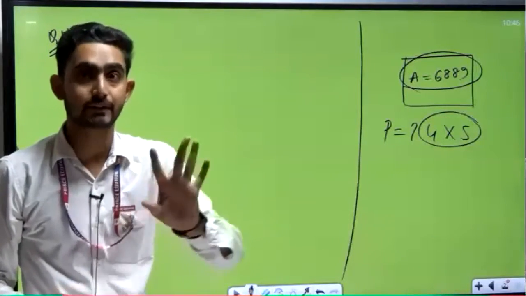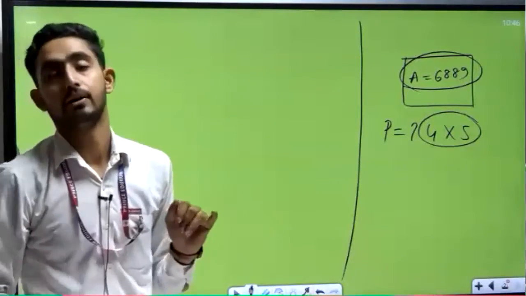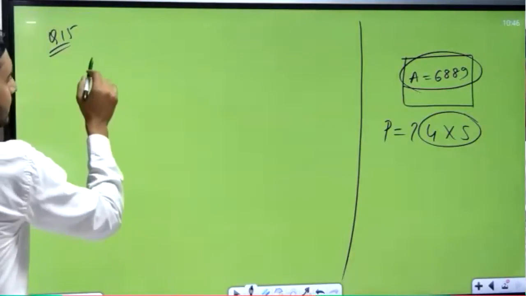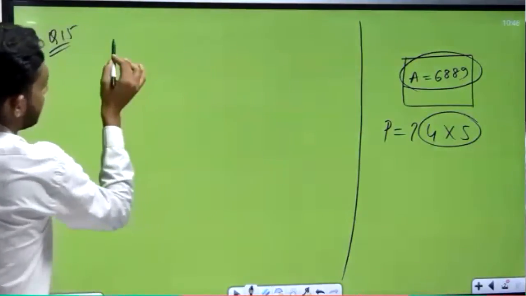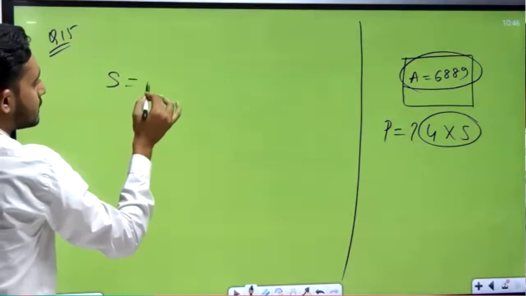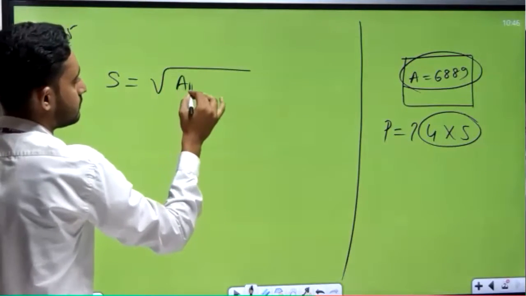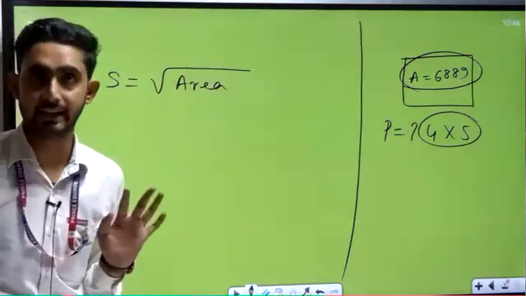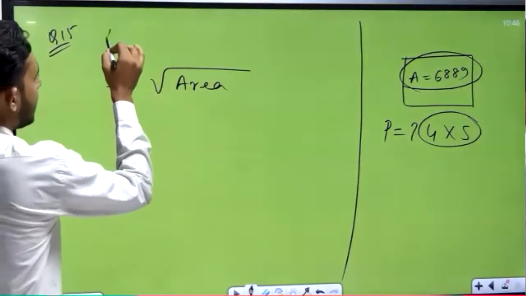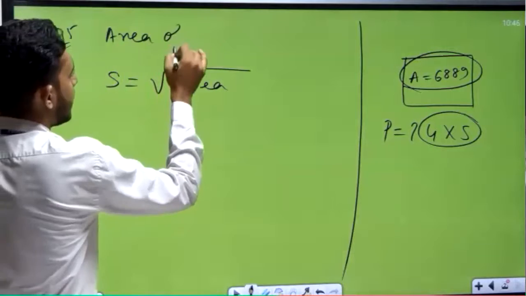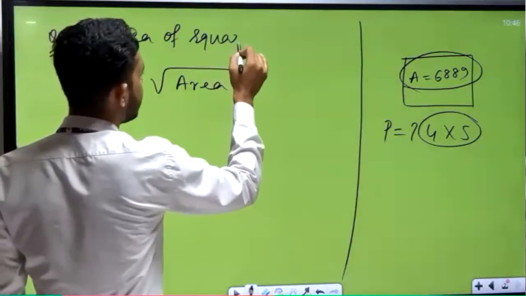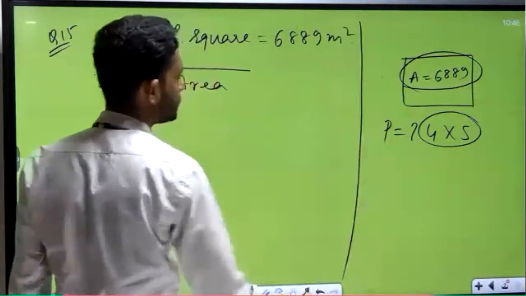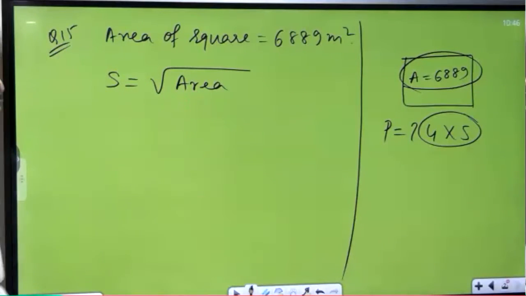Does anyone know the direct formula? So always remember, when you want to find the side from the area, the formula is s is equals to root over area. Side is equals to root over area. So I am writing here properly: area of the square that is given, 6889 meters square.